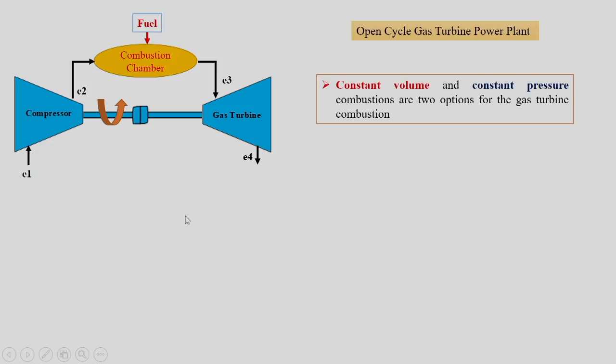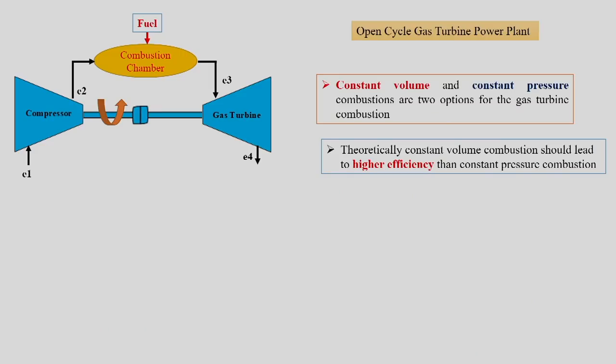There are some approaches which people have tried for having combustion in the combustion chamber. Obviously, if we have some prior acquaintance with automobile engines, we know that there are two types of engines: the petrol engine and the diesel engine. Thermodynamically, in a petrol engine, the combustion takes place at constant volume, but in a diesel engine, the combustion takes place at constant pressure. So here as well, this open cycle gas turbine power plant being an internal combustion type, we can also think of constant volume and constant pressure combustions.